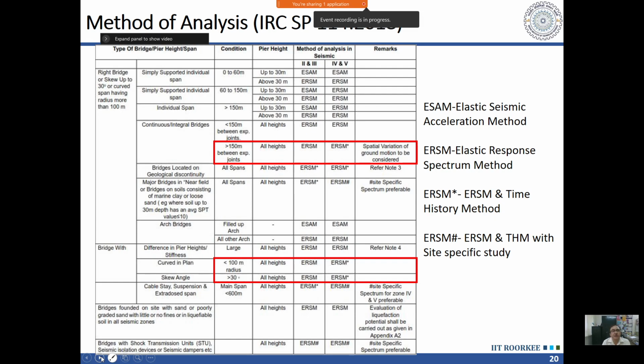Although it is difficult to say, the codes define it. If we have a look at SP 114, there is a detailed guideline available. In the case of simply supported regular bridges, if the pier height is up to 30 meters, then we can go for ESAM, the elastic seismic acceleration method, which I called the equivalent static method. Very commonly this is known as the equivalent static method or single mode method. So we can use that. But if the height is more than that, then we should go for the response spectrum method.